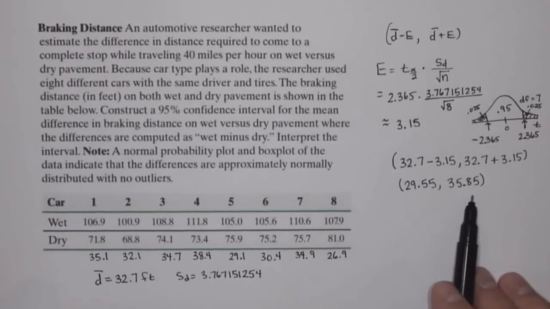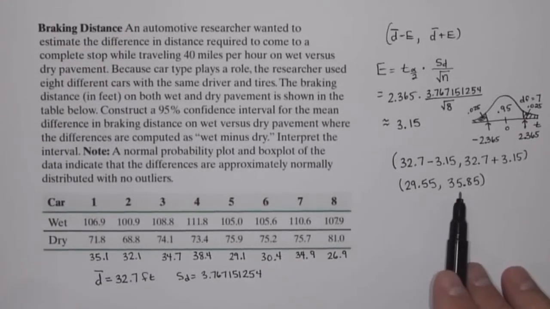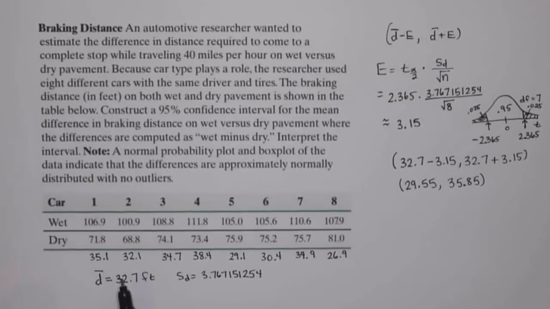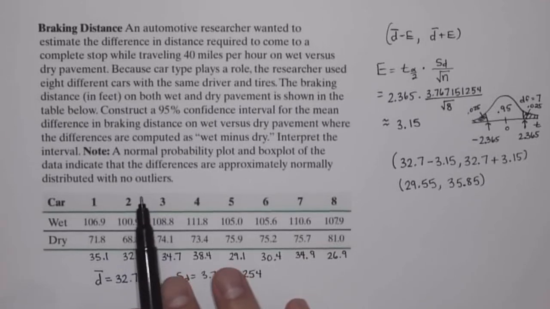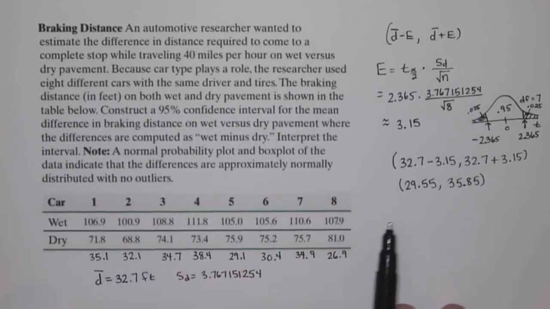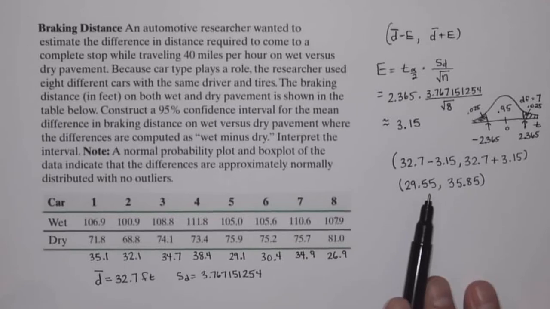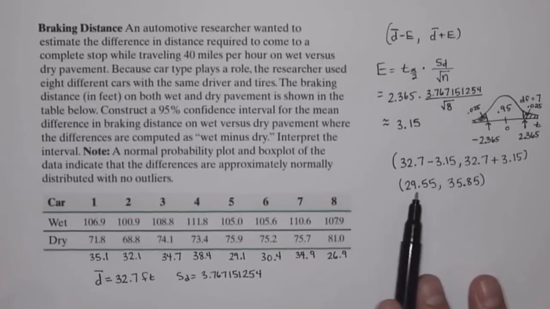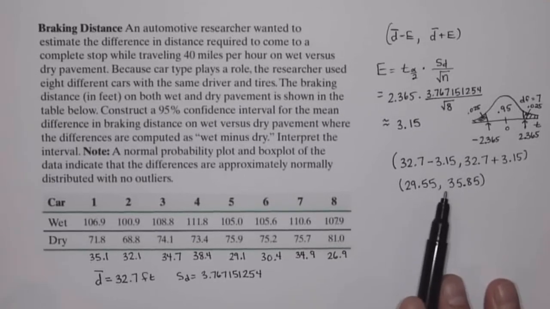So what does this mean? Well, I'm 95% confident that the true mean difference between the stopping distance on wet pavement versus dry pavement is somewhere between 29.55 feet and 35.85 feet. I'm 95% confident that the true mean difference is in there.